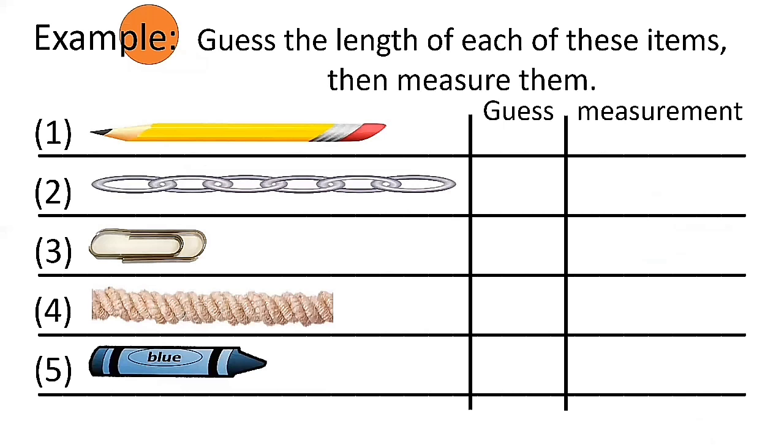Okay, here example. Guess the length of each of these items, then measure them. Again, guess the length of each of these items, then measure them. At first, you have to guess. Maybe the pencil is 7.5 centimeters. And then when I measure it, oh, that's 7.9 centimeters. So that's the real measurement of a pencil by the use of a ruler or a tape measure.